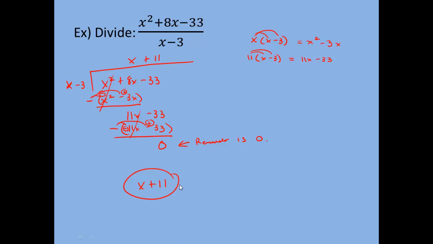Alright, so this one divided out evenly. I'll take a look at another one. If we want to divide 6x squared minus 13x plus 2 divided by 2x minus 5, again, we're going to do the same thing.